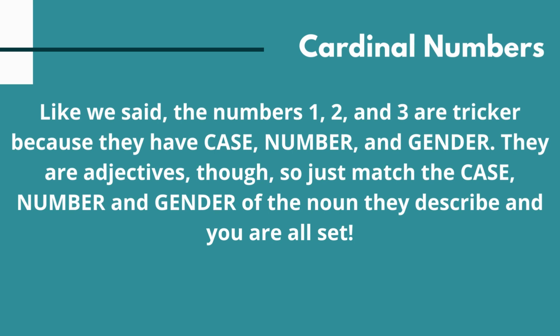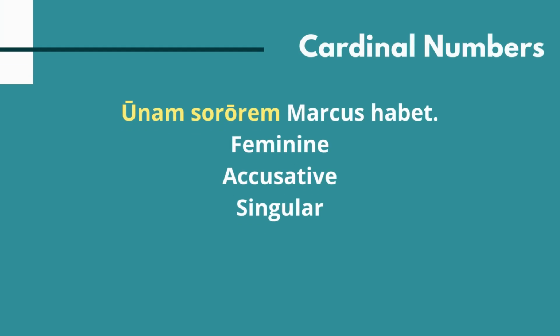because they have case, number, gender. So the trick, though, is just make sure that you match it. Whatever the case, number, and gender of your noun is that you're describing with either 1, 2, 3, or 500, you just match the same case, number, gender and you are all set. So don't let them throw you off. They're pretty straightforward.